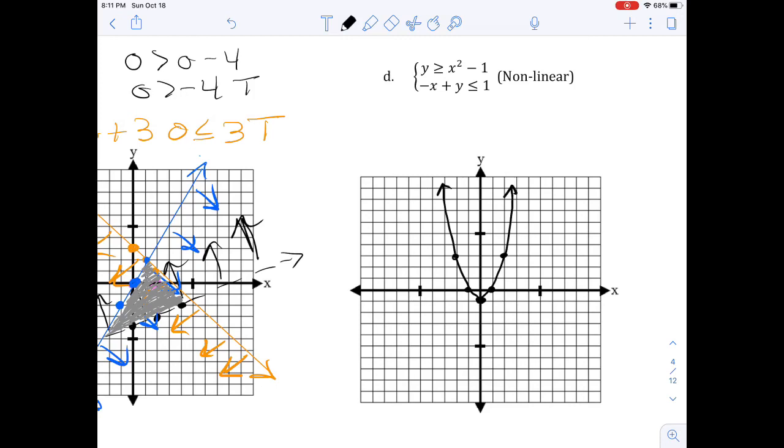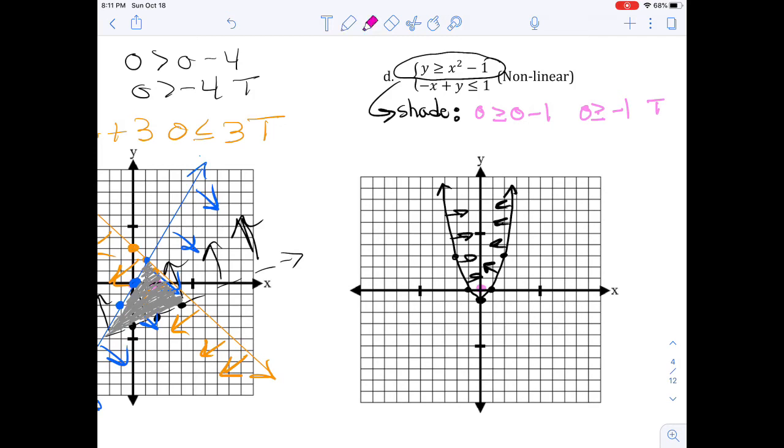All right, now, to shade, we need a test point. We can choose 0, 0 because it's sitting right there in the inner region of the parabola. So I'm going to plug in 0, 0. So 0 greater than or equal to 0 minus 1. 0 greater than or equal to -1 is true, which means I will shade in the inner region of that parabola. If that were not true, I would have shaded outside of the parabola.